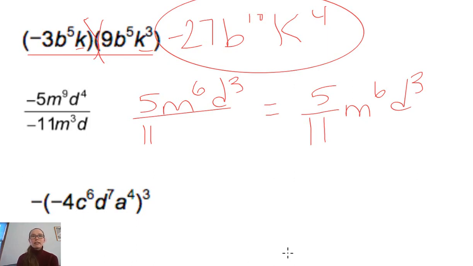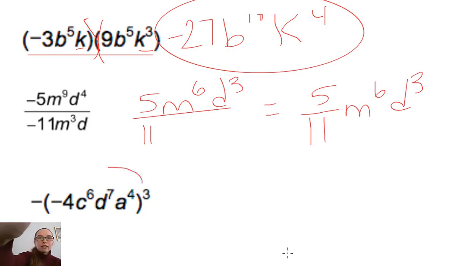Next one is negative times the cubed value of negative 4 times c to the 6th power times d to the 7th power times a to the 4th power. Okay, so yeah, I do see multiplication, but not the same bases. I don't see any division. I don't see any zero exponents. I don't see any negative exponents. So I do see power to a power.